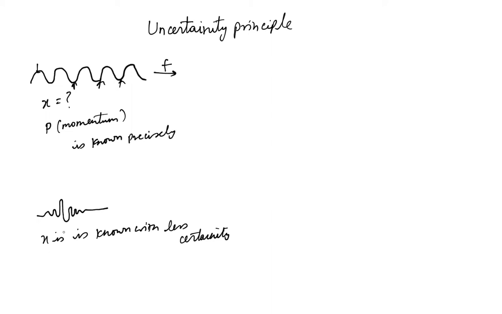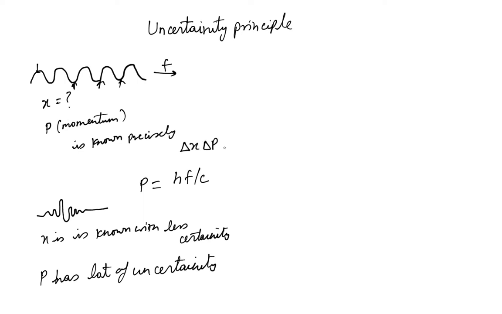So when the frequency has a lot of uncertainty, so does the momentum, because we know that the momentum of a wave is given as hf over c, where f is the frequency of the wave. So in this case, p has a lot of uncertainty. So it's the same vice versa thing. And this principle in quantum mechanics is expressed as this: the uncertainty in x multiplied by the uncertainty in p is always greater than h bar over 2.